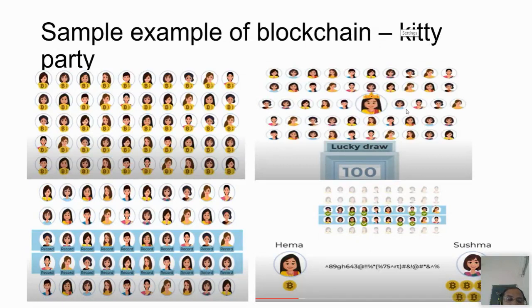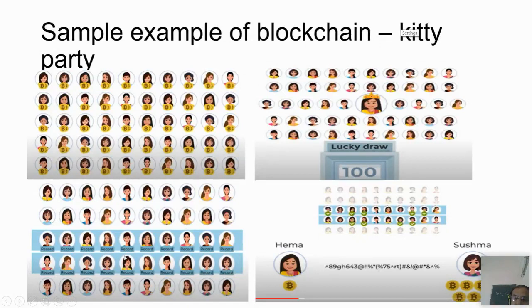Then they decided, okay, instead of one person keeping the record, they selected a set of people, around 20 people, who started managing the record. The people managing it, this is what is decentralized, right? So instead of one person managing it, around 20 persons started managing the record.